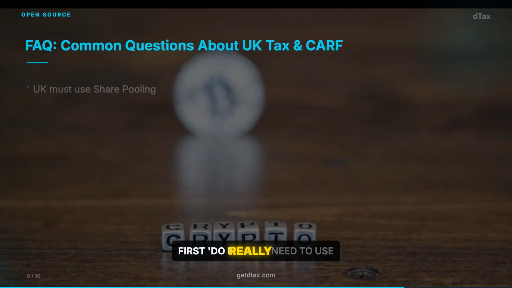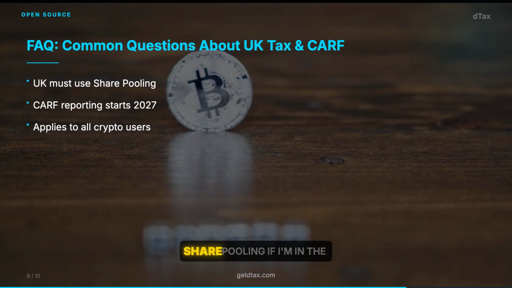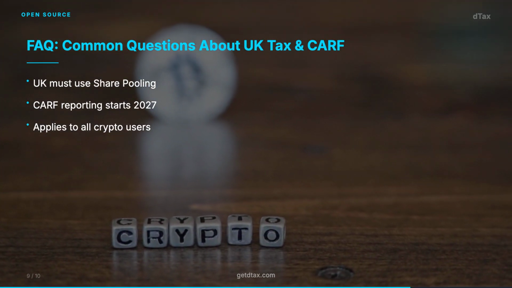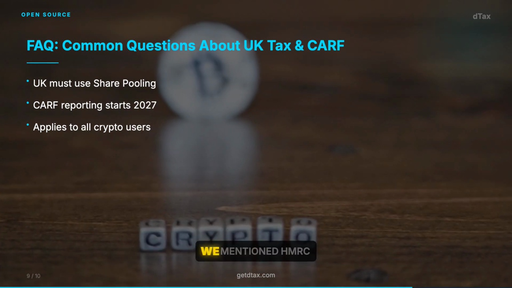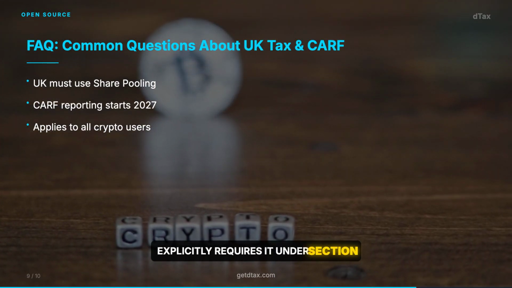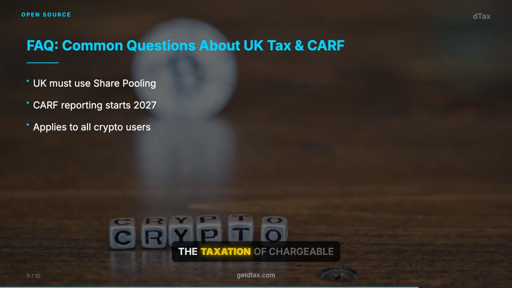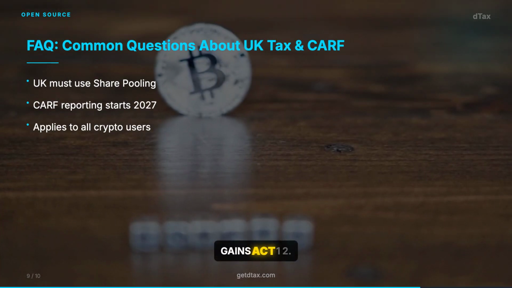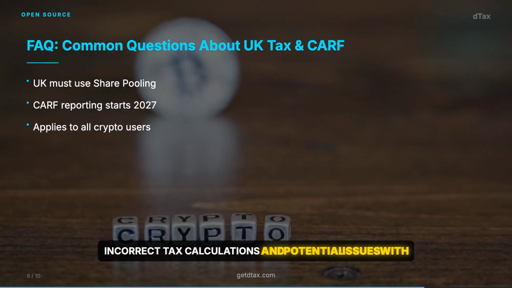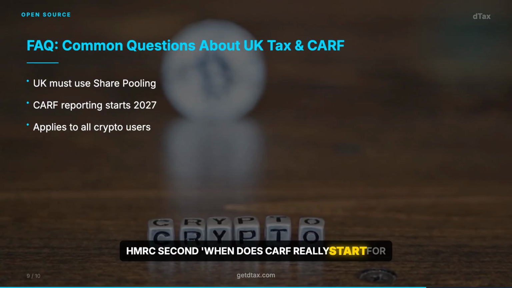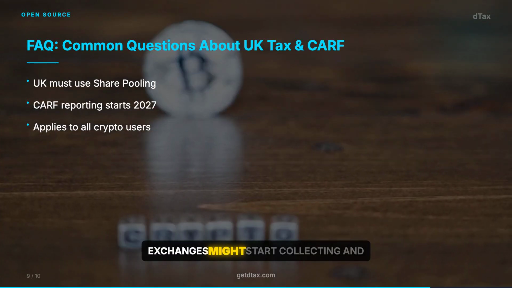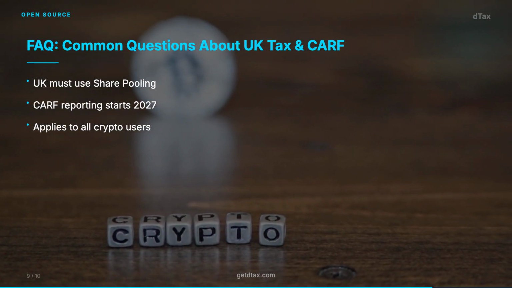Given these complex international rules like UK share pooling and the upcoming CARF reporting, managing your crypto taxes manually can be a nightmare. This is where a tool like dTax comes in. dTax now fully supports the UK share pooling method, ensuring UK taxpayers can accurately calculate their capital gains according to HMRC rules. It's one of 13 international cost basis methods supported alongside others like FIFO, LIFO, and Japan total average.